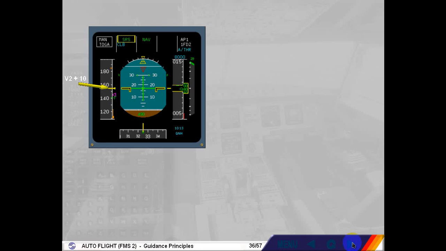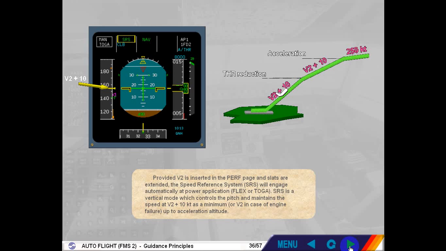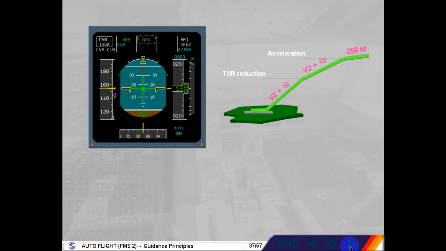Speed Reference System is a vertical mode which controls the pitch and maintains the speed at V2 plus 10 knots as a minimum, or V2 in case of engine failure, up to acceleration altitude. Navigation engages automatically around 30 feet, provided a flight plan has been inserted with runway and SID. At thrust reduction altitude, LVR CLB flashes. The pilot must set the thrust levers in the climb detent.